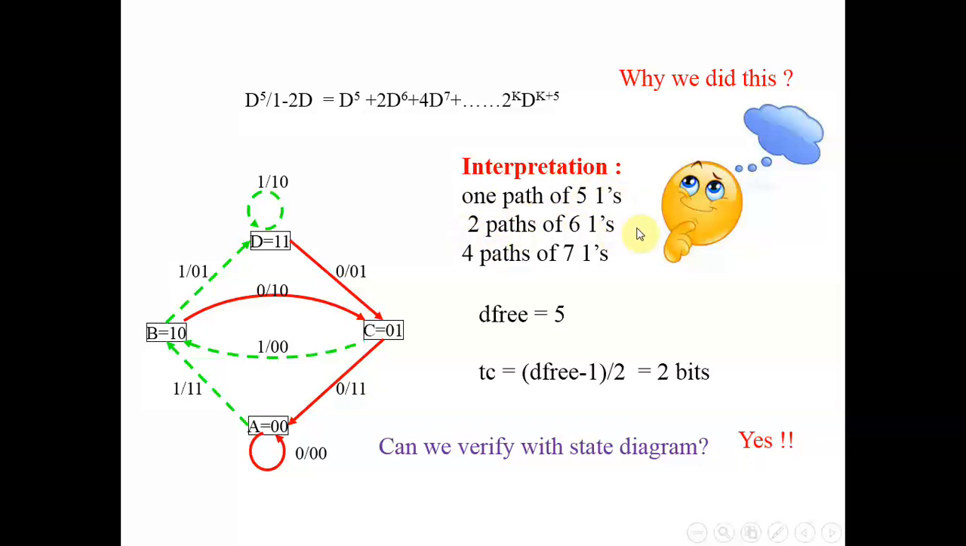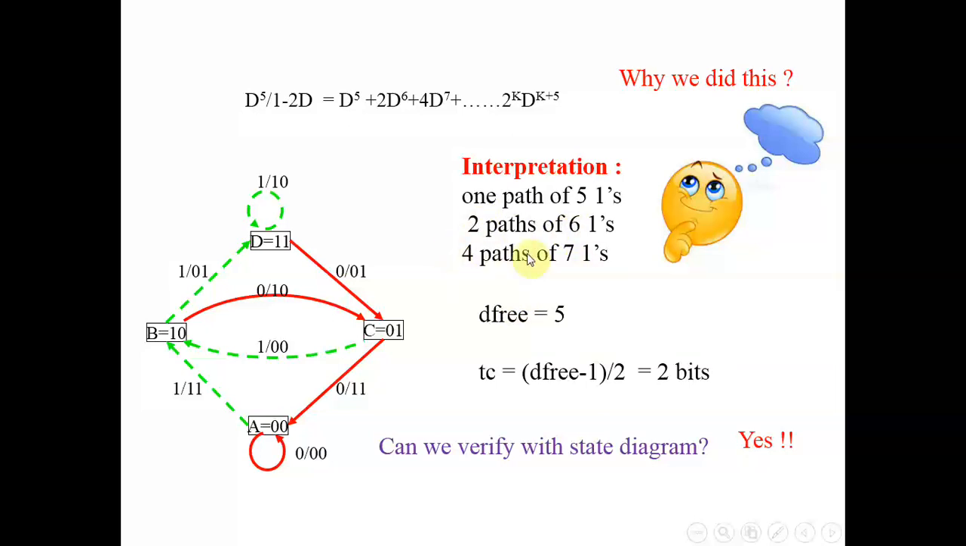Now why 2 paths of 6 ones? Just see, A to B, one path, B to C another path, C back to B, B back to C and C to A. So A to B, how many ones? 2. B to C 1, so 2 plus 1 is 3. C back to B, no ones. Again B to C 1, so 3 plus 1 is 4, 4 plus 2 is 6, that is one path. Or A to B 2, B to D, again 1, so 2 plus 1 is 3, D to C 1, 4, 4 plus 2 is 6. So you have 2 paths of 6 ones.